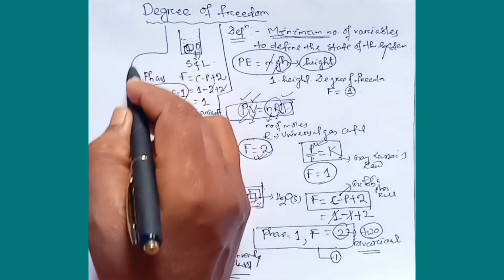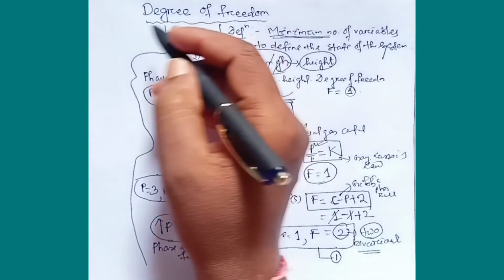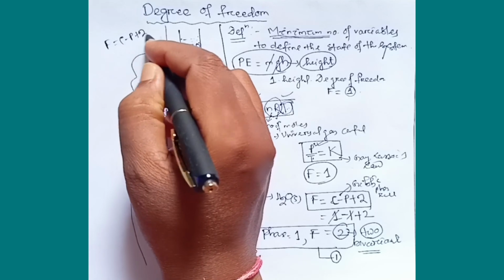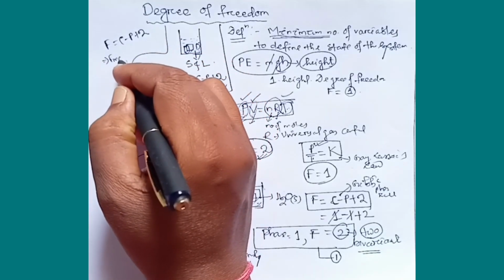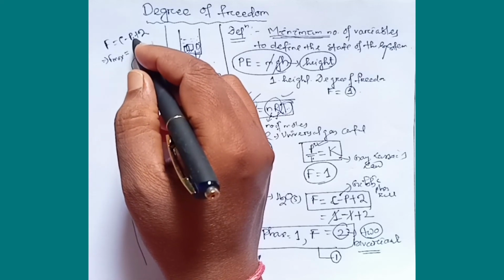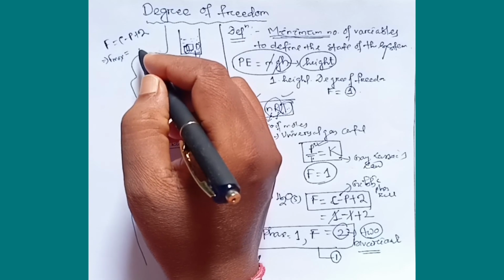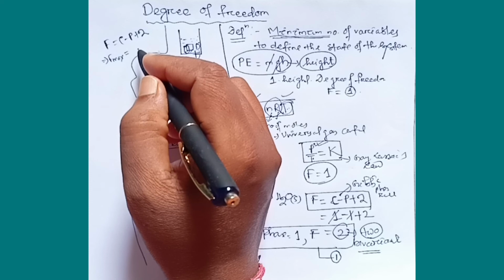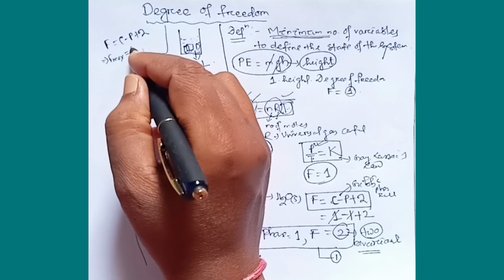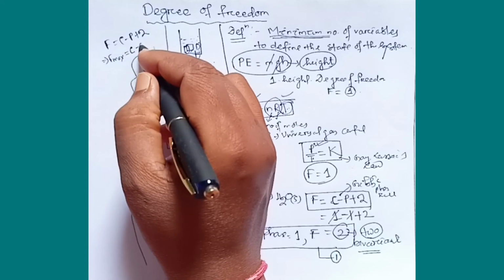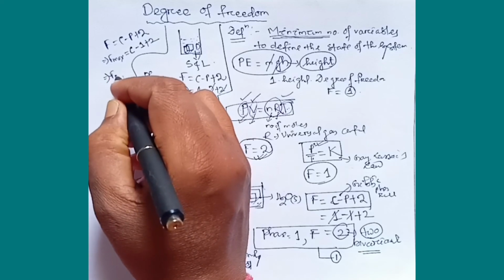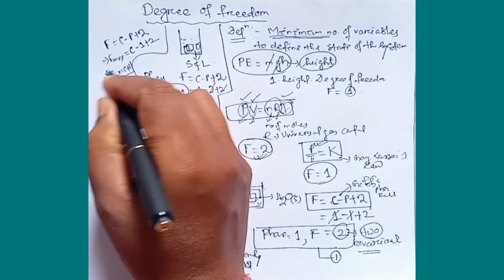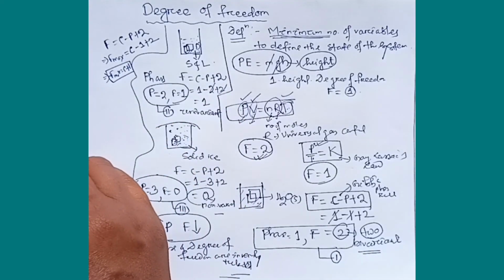So what I can say, for instance, F equal to C minus P plus 2. Suppose I want to calculate F max, that means phase will be minimum. Phase minimum means I cannot put phase equal to 0, because if I put phase equal to 0, that indicates that nothing is there in the system, so I can never put 0 for the phase. So minimum it should be 1. So what will happen? C, and in place of P I will put 1, plus 2. That means F max equal to C plus 1. This is one formula: F max equal to C plus 1.